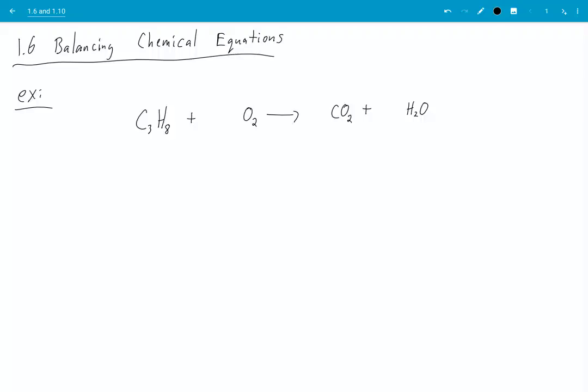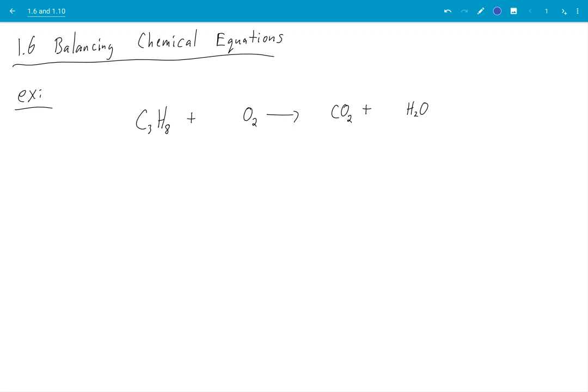Now for an application. In 1.6, we will do balancing chemical equations. So here we have a chemical equation, unbalanced. Pause and copy it down if you haven't done so already. It's unbalanced. You can see that with the carbon, 3 carbons here, just 1 here.